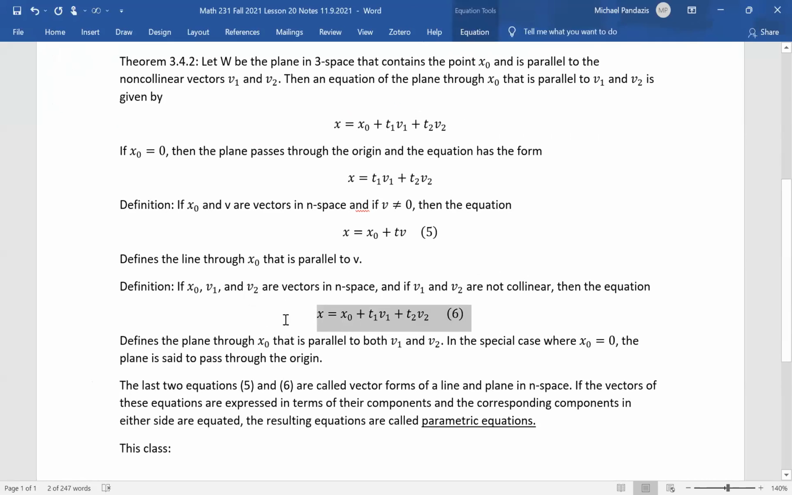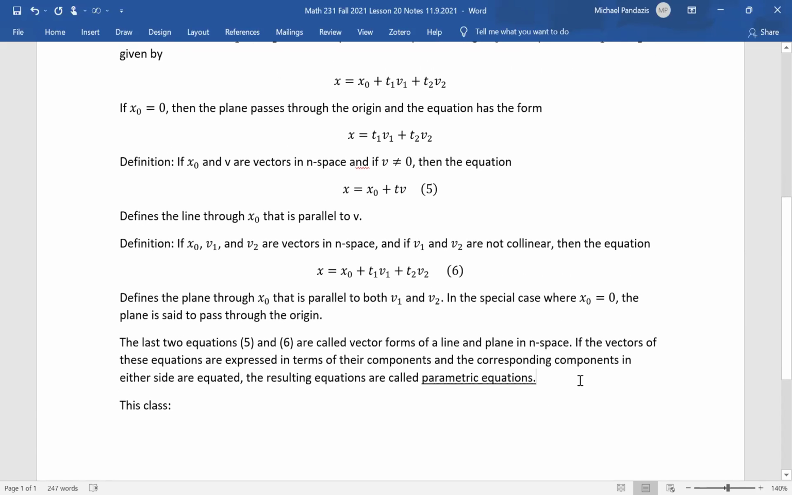And so in 3-space, you have this equation, and you can write it like that. The equations 5 and 6 are the vector forms of a line and plane in n-space. Sorry, so this is a line in n-space, and this is a plane in n-space. The vectors of these equations are expressed in terms of their components, and the corresponding components on either side are equated. The resulting equations are called parametric equations.